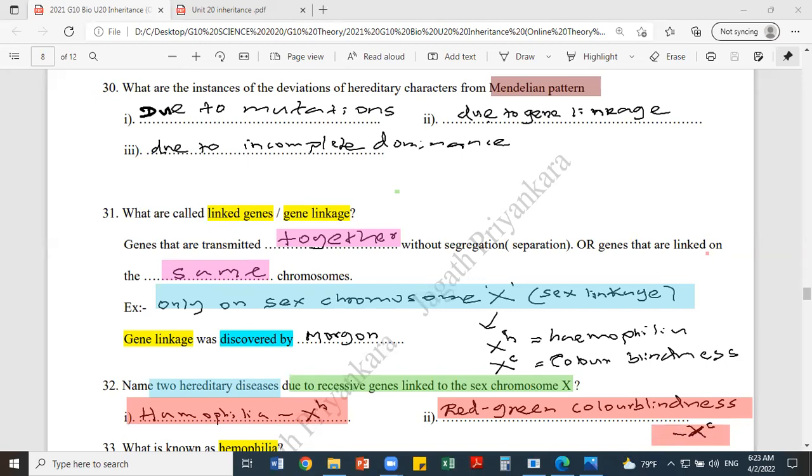Which of the following diseases is caused by a recessive gene linked on the sex chromosome X? Or else you can get structured questions: write down a disease caused by a recessive gene attached or linked only to the sex chromosome X. Then you can definitely write one of these.